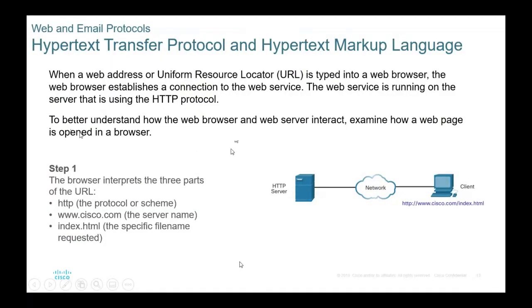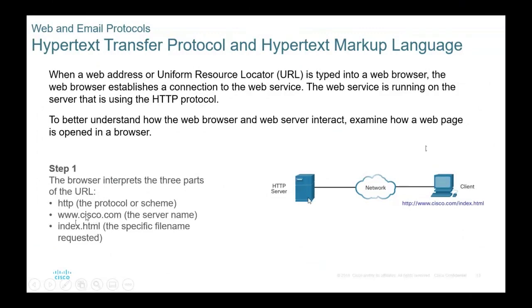To better understand how web browser and web server interact, let's take this. Here's the web server. Here's the client. The client's going to enter this URL. The browser interprets the URL in three parts. The first part, HTTP, stands for the protocol. So by looking at that, I can see it's going to be port 80. Okay, that's the protocol. It works on port 80. So I'm going to go to this server and knock on the door on port 80.